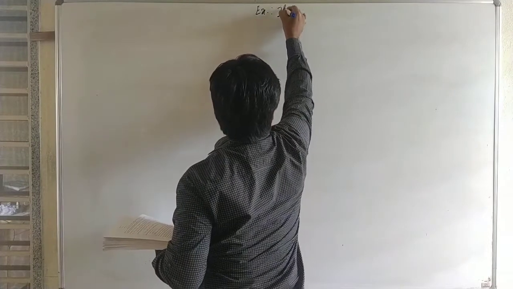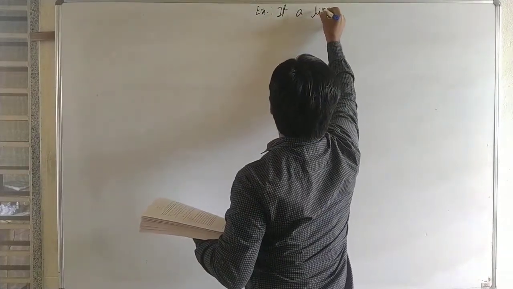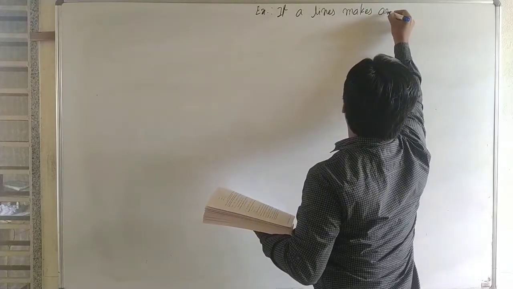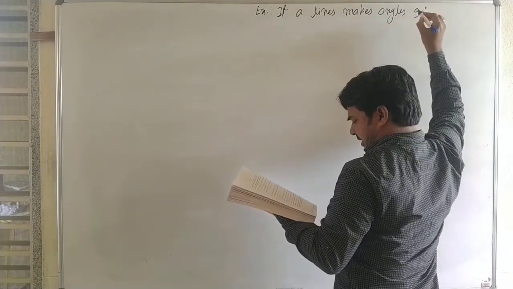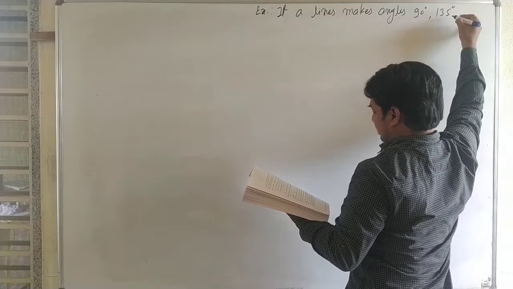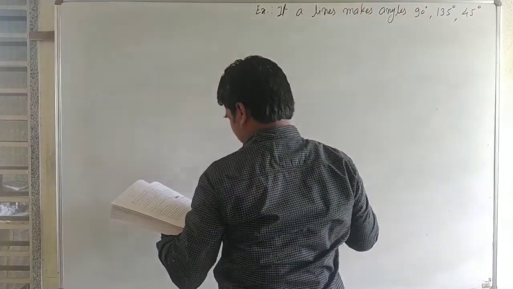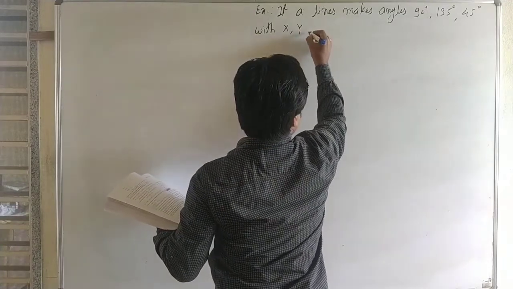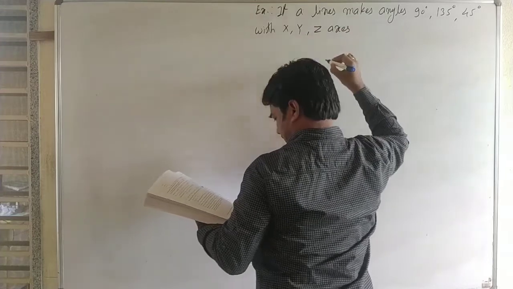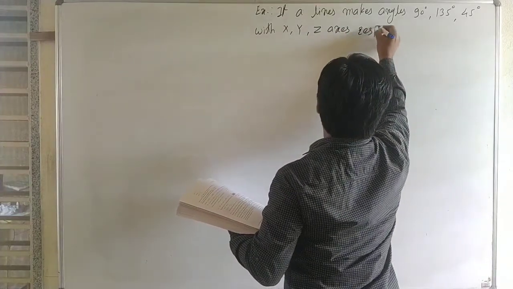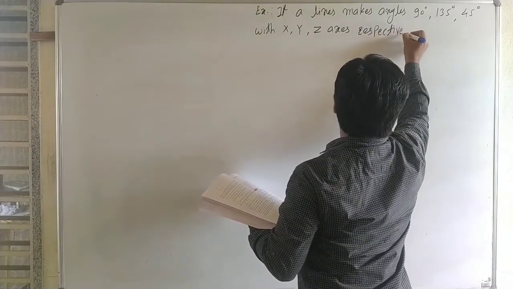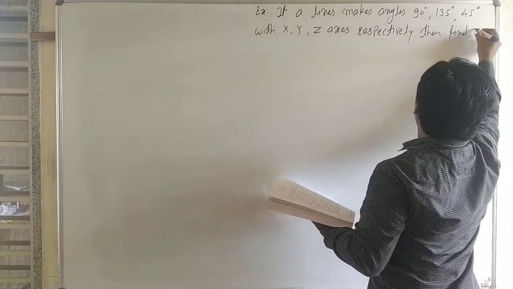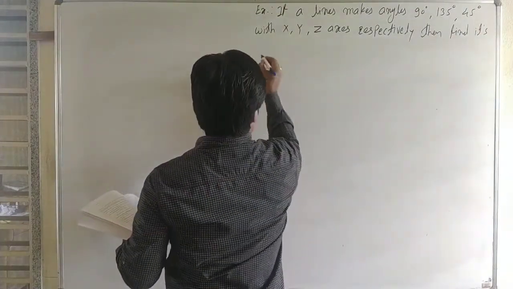Next, if a line makes angles 90 degrees, 135 degrees and 45 degrees with the x, y and z axis respectively, then find its direction cosines.